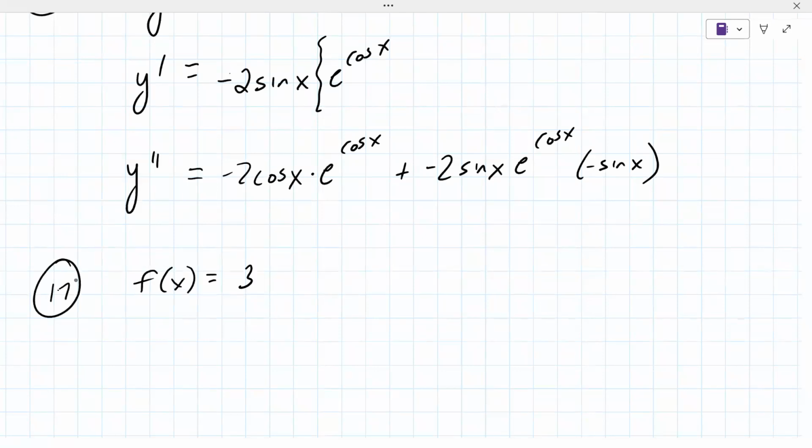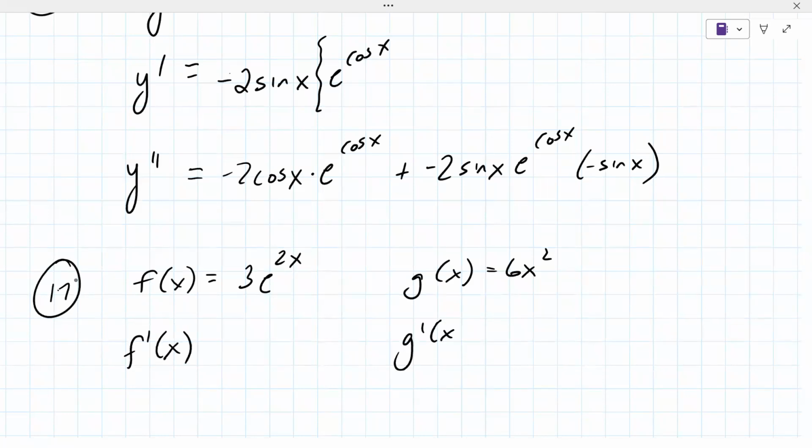All right, so in this problem, f of x equals 3e to the 2x, g of x equals 6x squared. You have to first be able to take a derivative. It asks about the tangent lines, so you've got to take a derivative of both. So could you do that for us, please? Yeah.